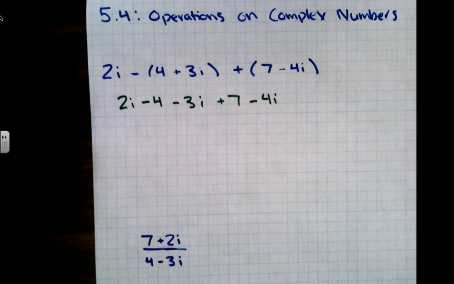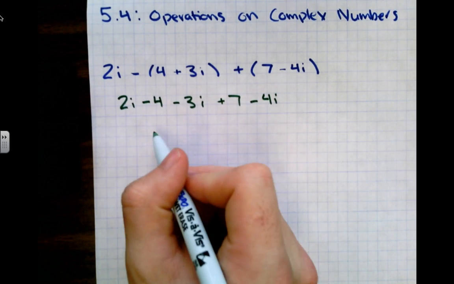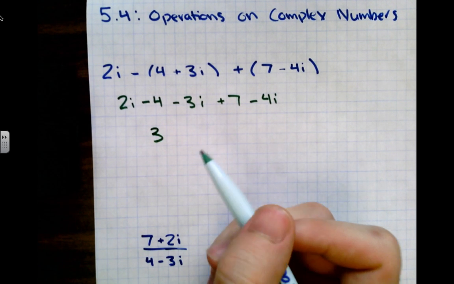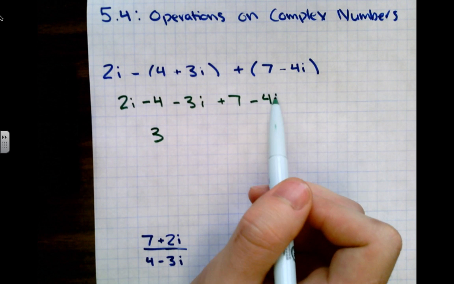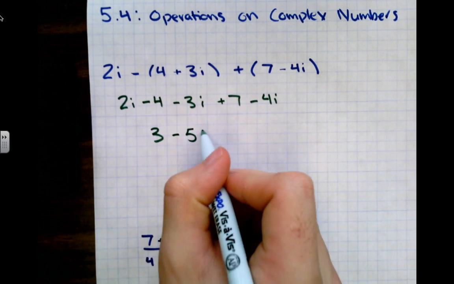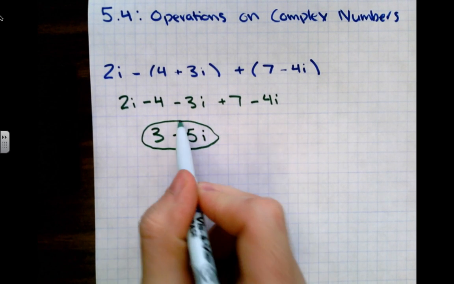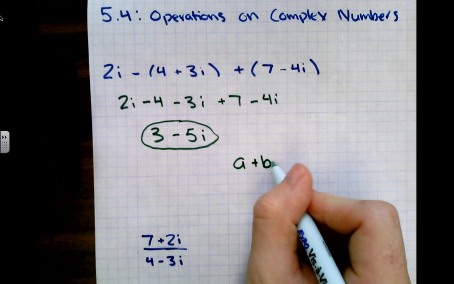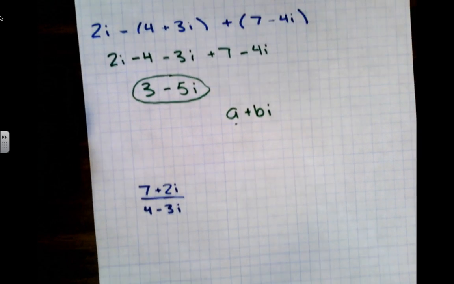Now at this point it's combining all the like terms. Combine the real numbers. So negative 4 and positive 7 is going to give us positive 3. And then if we combine 2i minus 3i minus 4i, combining all of those, that's going to give us negative 5i. And looking at this, it is a complex number because it is in this format. It has one real part and it has an imaginary part as well.